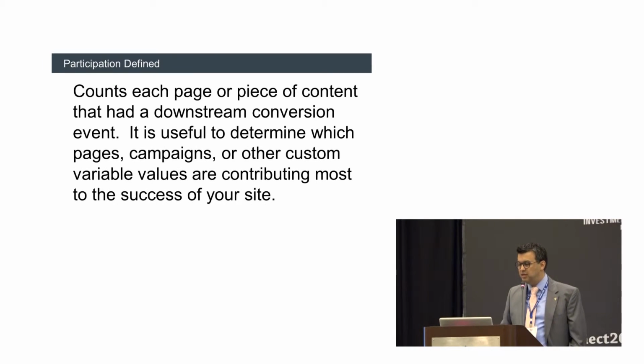What is participation? Participation counts each page or piece of content that has a downstream conversion event. So this solves the problem of the last click. Usually that piece of content that, so Joaquin Jimenez, he registered. What was the last article he looked at? That article gets 100% of the credit. That's not fair. He looked at 12 articles over the last 3 days. Why don't all 12 of those articles get a point?